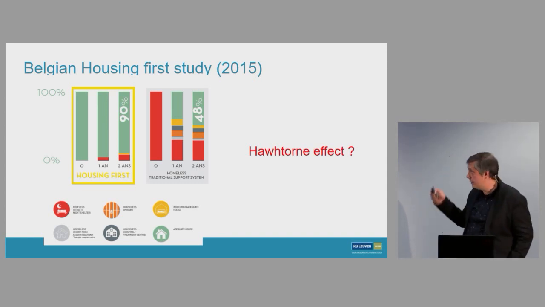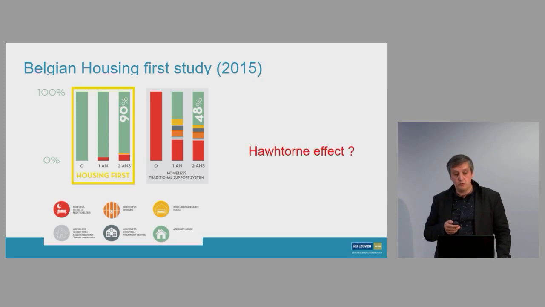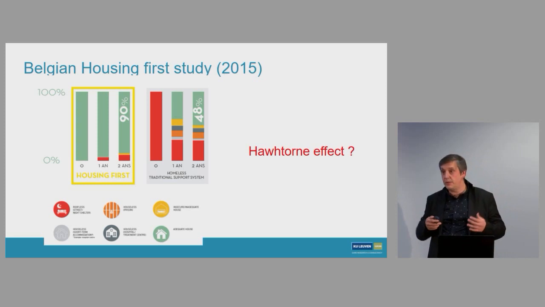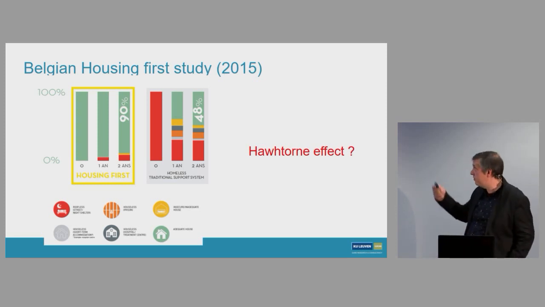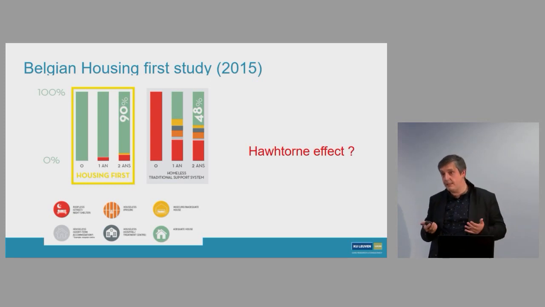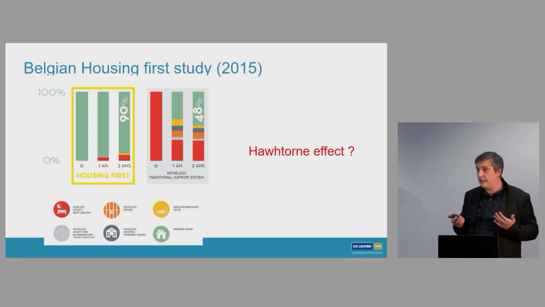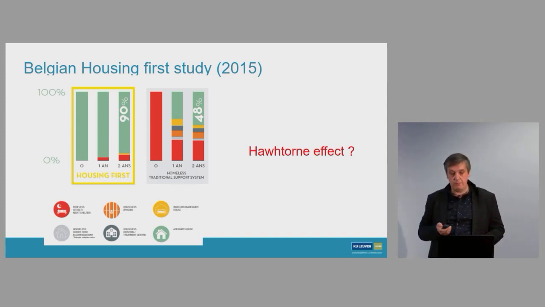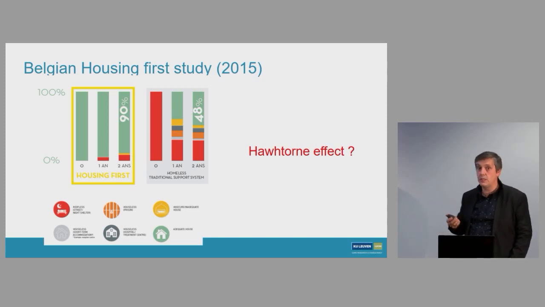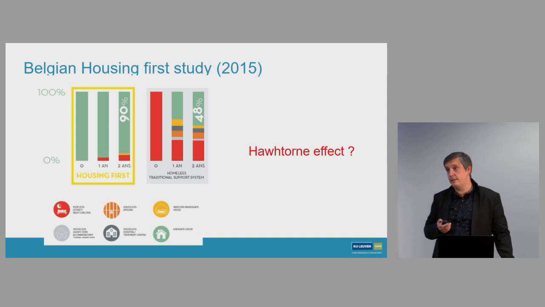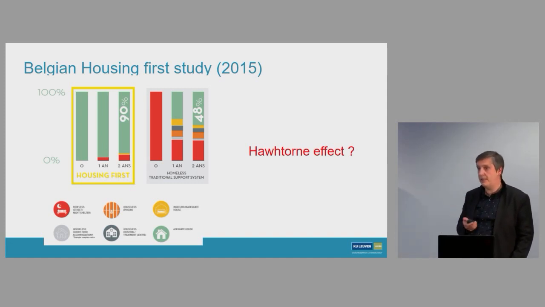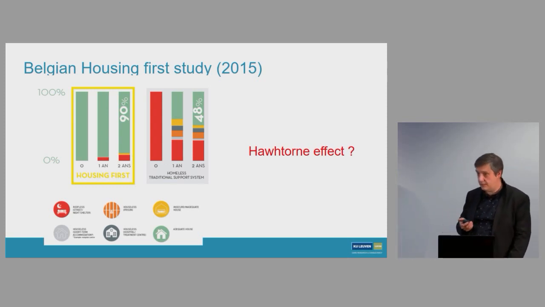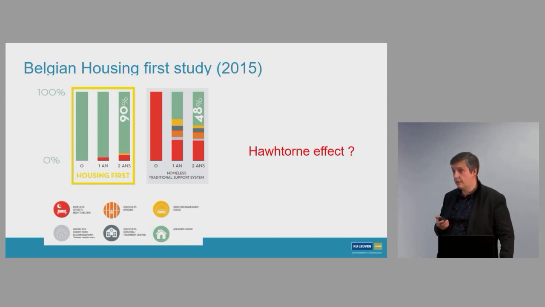On the left hand, you see the results of the Housing First group after 2 years, and on the right, you see the care as usual, the treatment as usual. And you will see that after 2 years, 90% of people in these Housing First projects are still living in their house. And it's much more convincing than the traditional approach. In the traditional approach, after 2 years, only 48% of the people in the control group are in stable housing. So we also have very strong Belgian evidence on the effectiveness of Housing First.